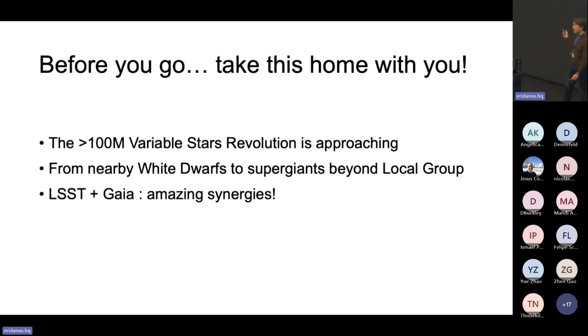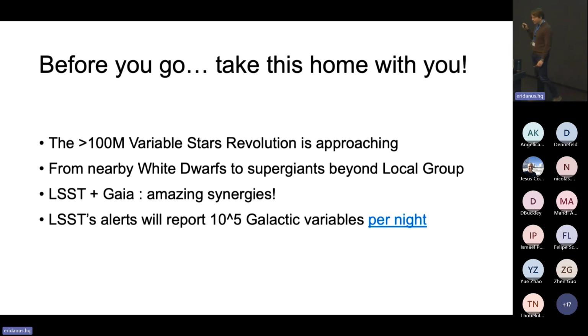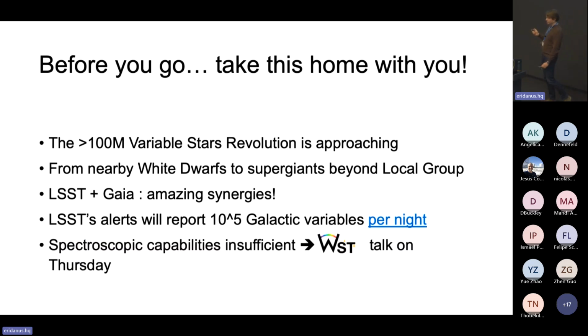I will try to highlight a little bit the Gaia LSST synergies, because I think this is really wonderful. And just point out here that even among just the galactic variable stars, LSST expects to issue something like 100,000 alerts per night of variable stars. And this is, of course, wonderful for people like me interested in this.